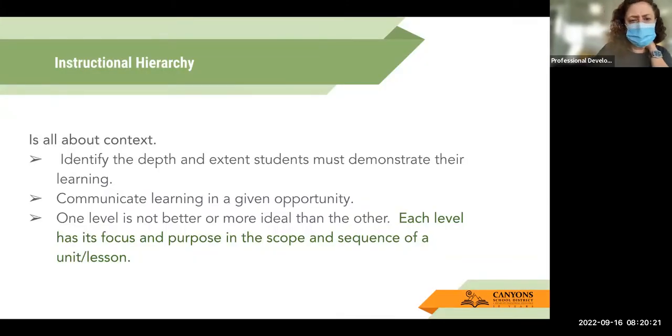The instructional hierarchy is all about the context. So we're going to identify the depth and the extent to which students must demonstrate their learning. They will communicate the learning in a given opportunity. And we just have to remember that in the instructional hierarchy, one level is not better than the others. Every level has a focus and a purpose in the scope and sequence of your unit lesson, because we're all going from more scaffolding to more open for the students. So make sure that you understand that none is better than the other, but all of them have a purpose and are used in the lesson.